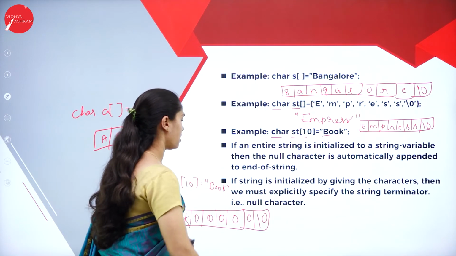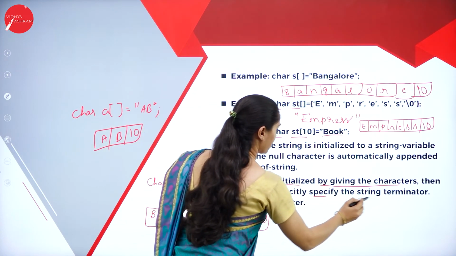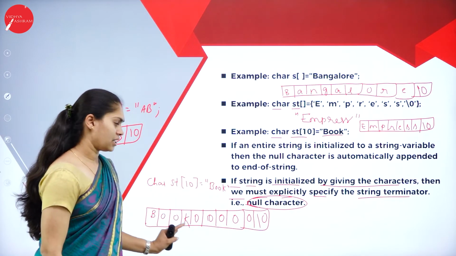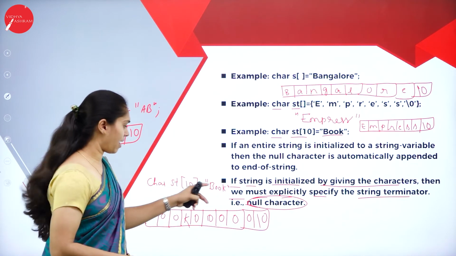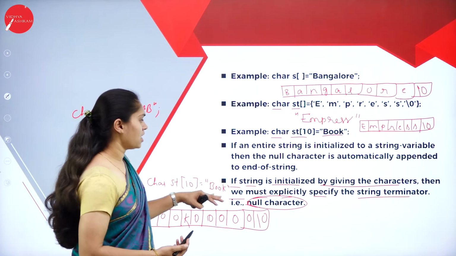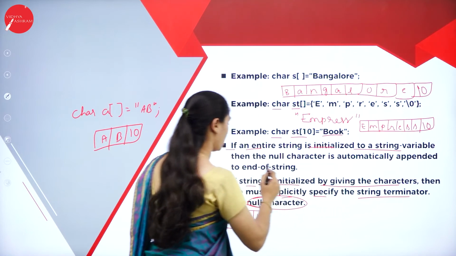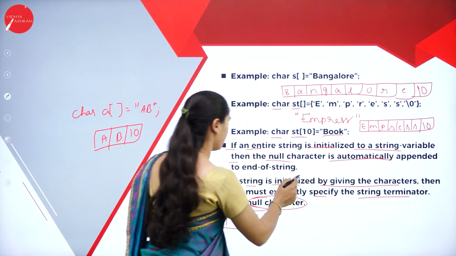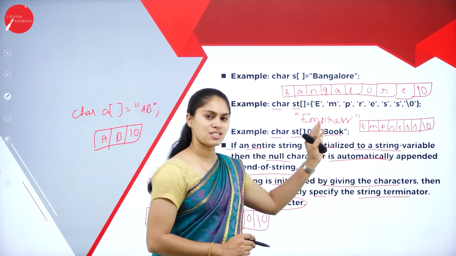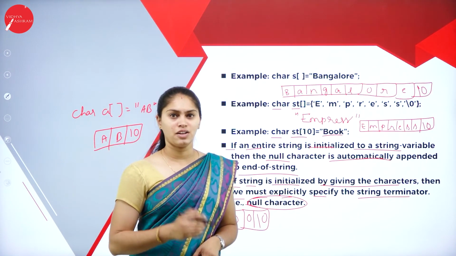You can see here that if a string is initialized by giving individual characters, then we must explicitly specify the string terminator, that is the null character. If the size is greater than the length of the string, then the remaining positions will be filled by 0. That is the thing you have to understand. If an entire string is assigned to a string variable, then the null character will automatically be appended at the end of the string. So at the end of every string, by default a null character is appended, which indicates the end of the string.